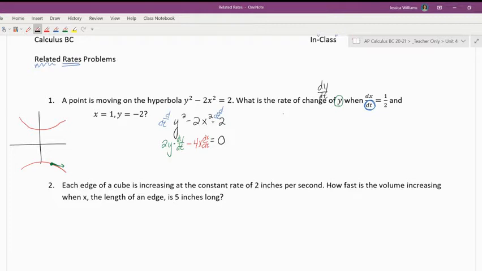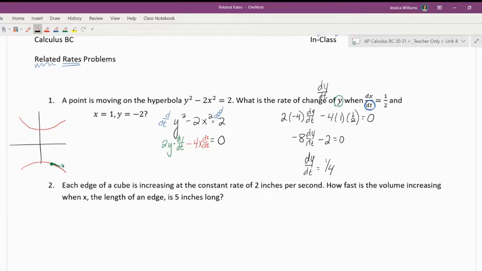So if I plug in what I know, I've got 2 times negative 4 times dy/dt, or you could solve for dy/dt first, whatever you want to do. This is me just plugging in all my information, and then I'm going to solve it and clean it, and it's not going to be so bad. Oops, minus. So I'm going to add that over and divide by 8, and I get that dy/dt is 1/4.